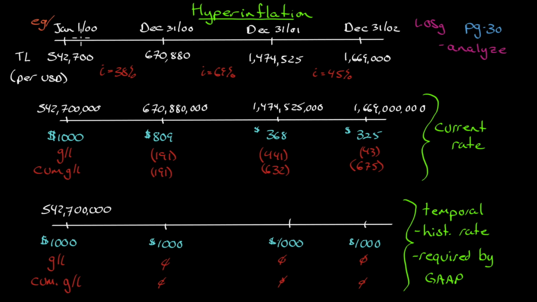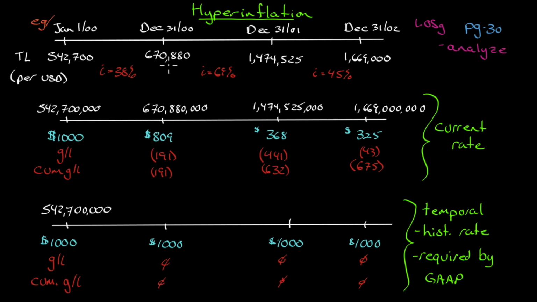So over the first year, from January 1st to December 31st, inflation clocked in at 38%. During the next year, inflation was 69%, and here it was 45%. So if you compound all these, it's greater than 100% over 3 years. It qualifies for being in a hyperinflationary environment. If we were going to use the current rate, just to show you why the current rate fails in this method and why the currency is irrelevant, let's translate this original $1,000 asset that we purchased on January 1st at the new exchange rates.